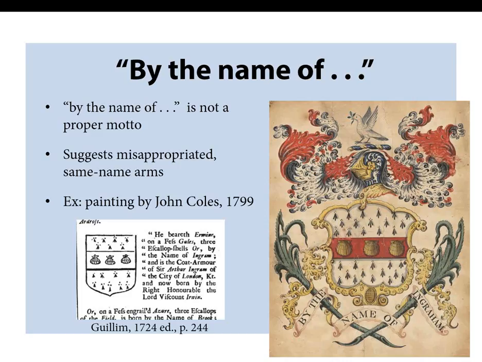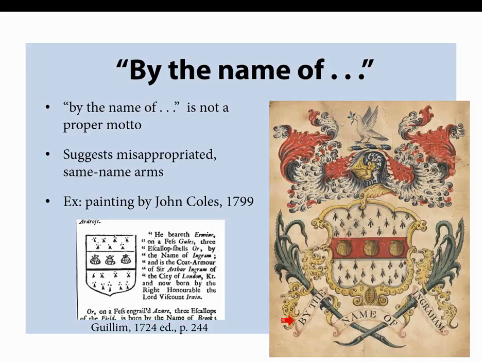And actually, if you look at the fine print, the little passage from that page of Gwillim, which has the same coat of arms, you see this telltale phrase, "He beareth such and such a blazon by the name of Ingram." And here I'll click on it for you. So he beareth on a fess jewels, 3 escallop shells, or by the name of Ingram. Now you look down here at the motto.